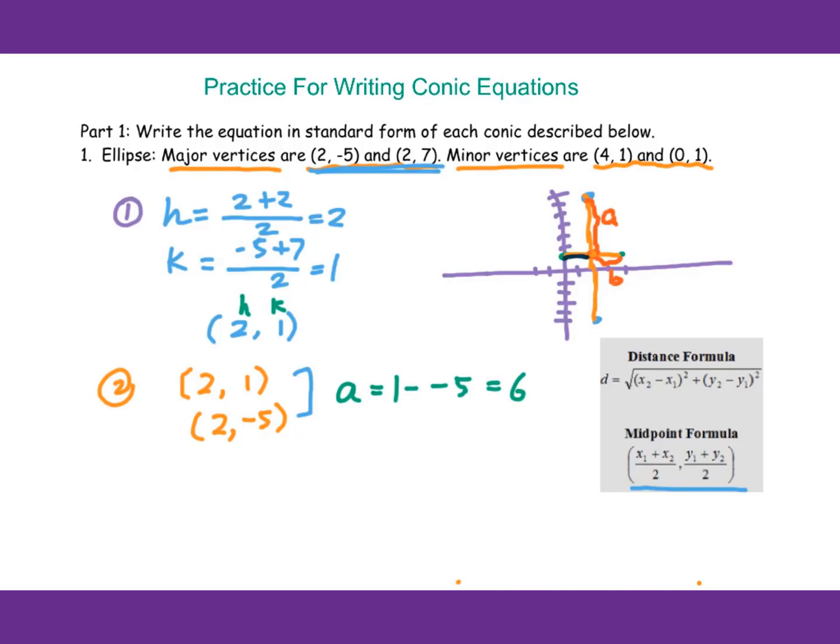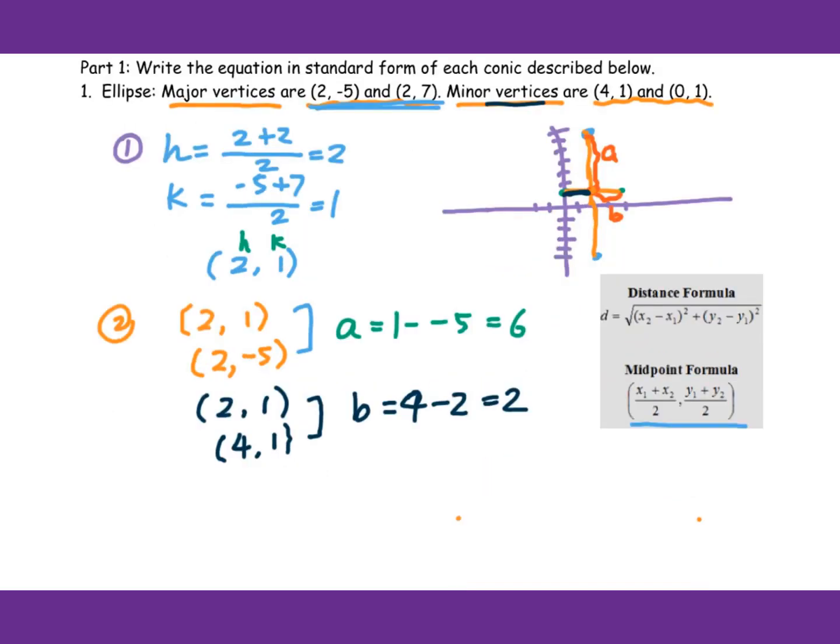Distance between center and minor vertex, that's B. So we got the center. Use one of this minor vertex. I use 4, 1. You will get the B equals 4 minus 2 equals 2. Remember for ellipse, hyperbola, you have A, B, C, always followed by arrow. Look at the A, that's vertical. So I write down the arrow, vertical arrow here. For B, that's a horizontal.